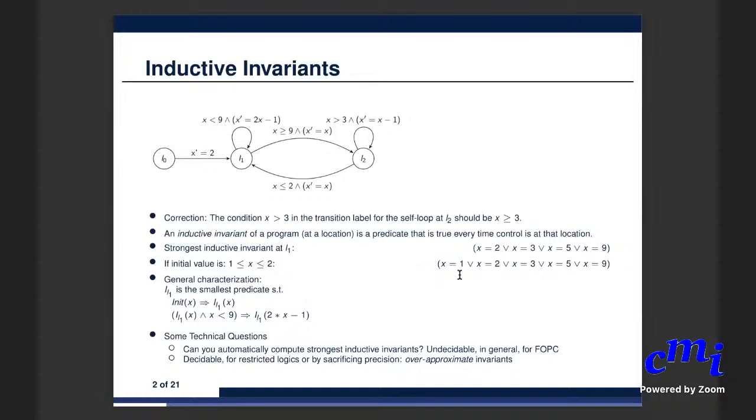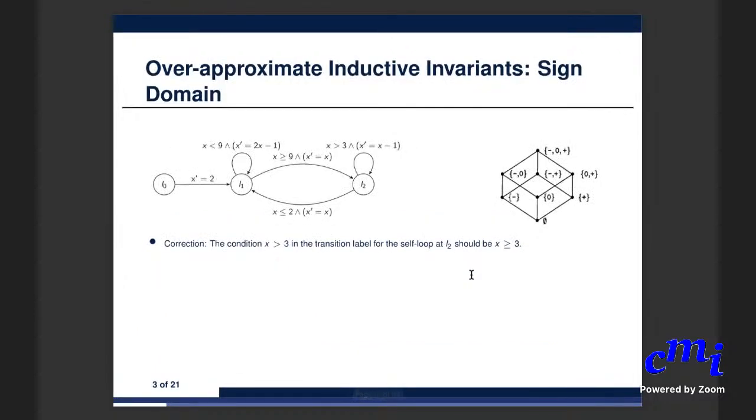relaxing the goal of doing it precisely. If you're allowed to over-approximate these invariants, then it becomes easy. Okay, for example, by using what are called abstract domains.